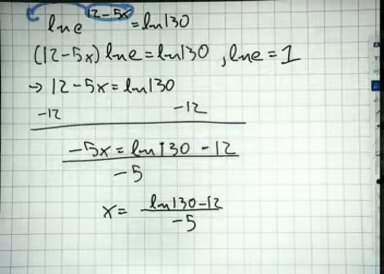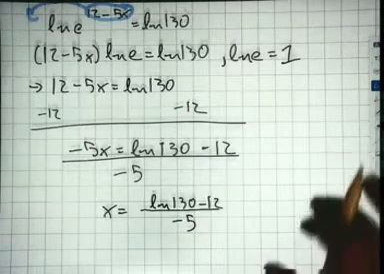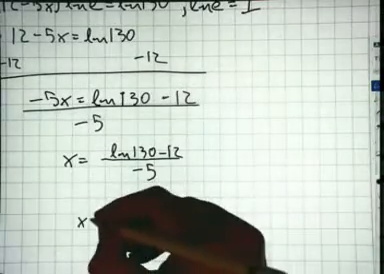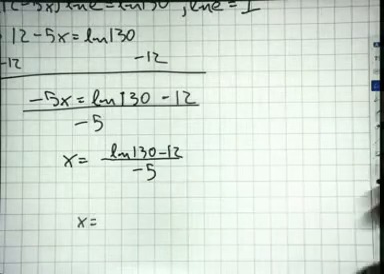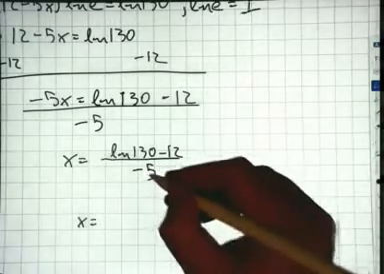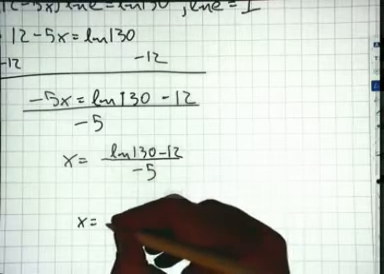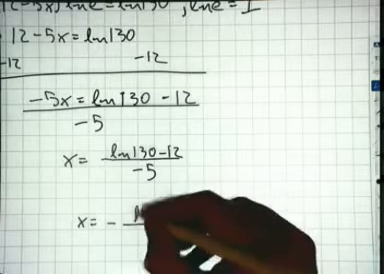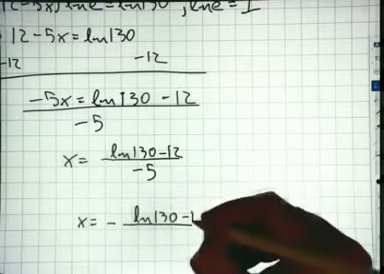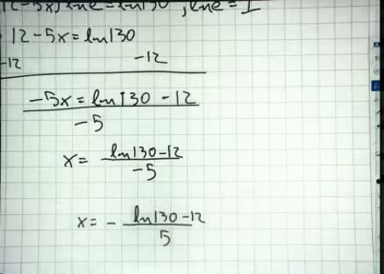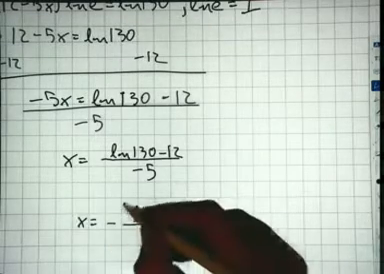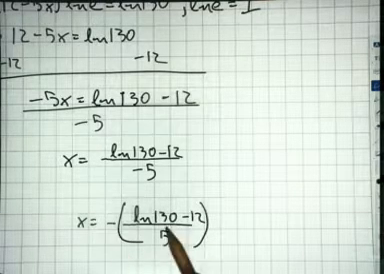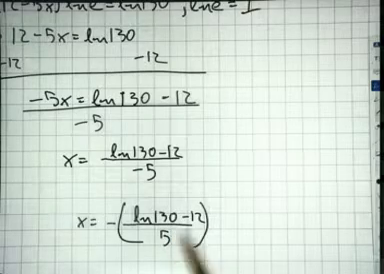Now, there's just a few things in mathematics, in writing, expressing our answers, that we like to follow, and one of those is we do not leave a negative in our denominator. So if I bring that negative out, then you have the opposite of, in fact, it might even be more convenient to put that in parentheses, the opposite of the natural log of 130 minus 12 all over 5.